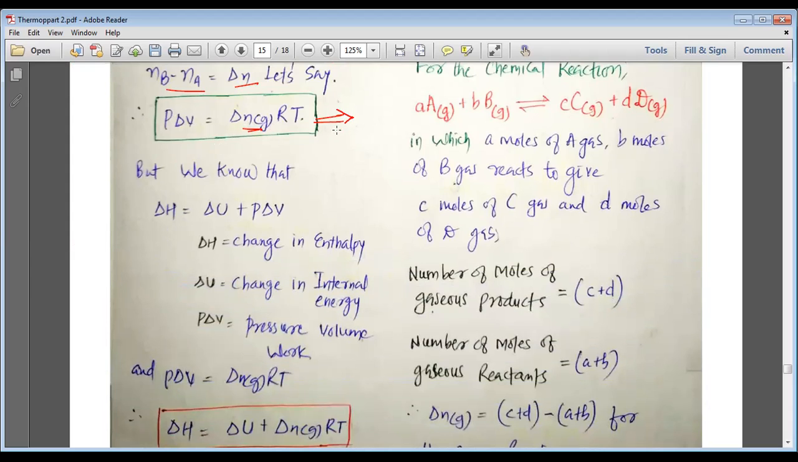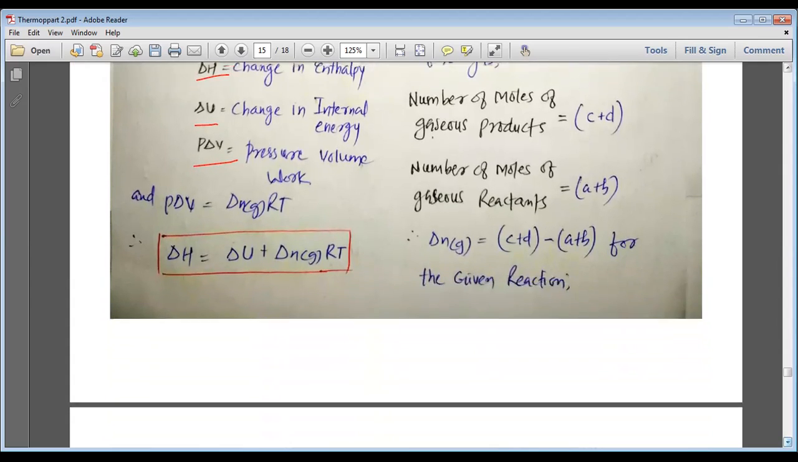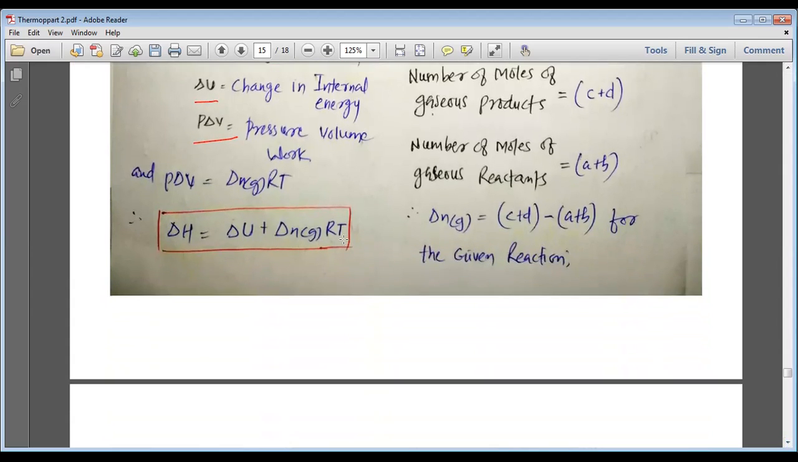This is a very important equation to remember. Now we are aware that according to the definition of enthalpy, delta H is equal to delta U plus P delta V. Now instead of P delta V, we can write delta N gas RT. Here delta H is change in enthalpy, delta U is change in internal energy, and P delta V is pressure-volume work. Thus finally we get delta H is equal to delta U plus delta N gas RT.